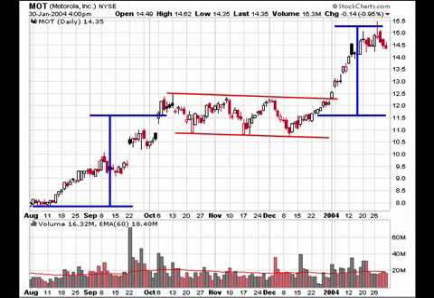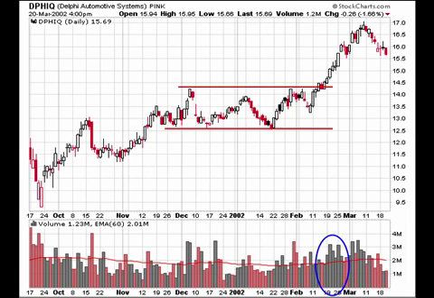Let's quickly go through a few more. We find it helpful to look at successful pattern formations to train our eyes. Delphi Automotive. Inside the pattern there were big days and small days and gaps, so the action wasn't smooth, but the parallel trend lines did a good job containing the movement. Volume surged on the breakout, exactly what you want to see.